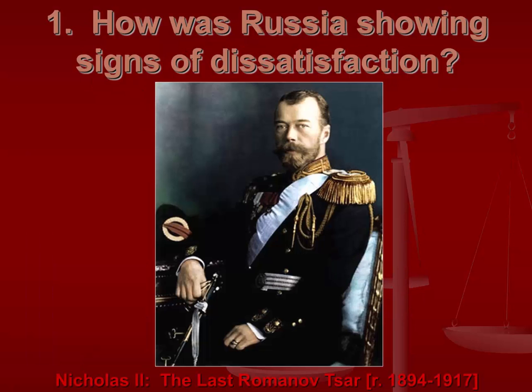So the first question is, how is Russia showing signs of dissatisfaction? So Russia is a major power in Europe, just in part because of its sheer size, but has always been a little bit behind the rest of Europe. So the Tsar at this point is Tsar Nicholas II. He is the last Romanov Tsar. He's going to rule from 1894 until he abdicates in 1917. Prior to him, the Tsar was Alexander III.